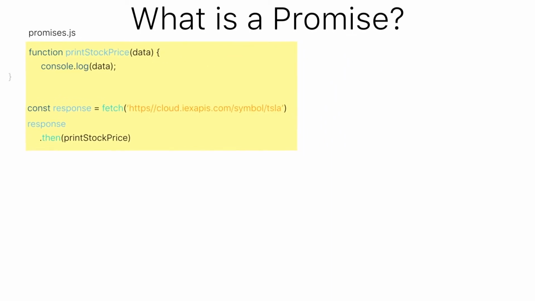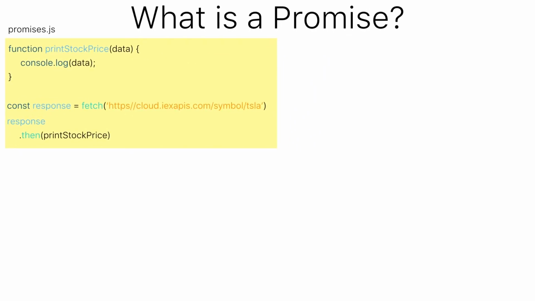Alright, so let's walk through this file line by line and see exactly what's happening. So first we're declaring a function called print stock price. Essentially we can think of this as a variable, print stock price, and in that variable we are storing the entire function definition so we can reference it later at some point.